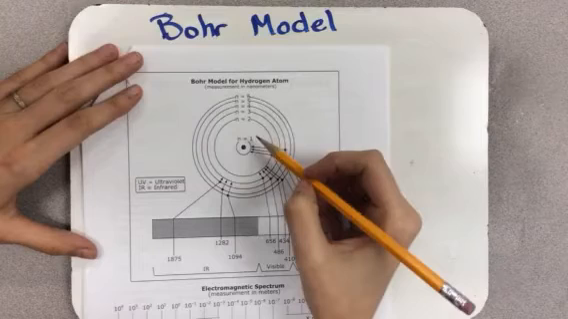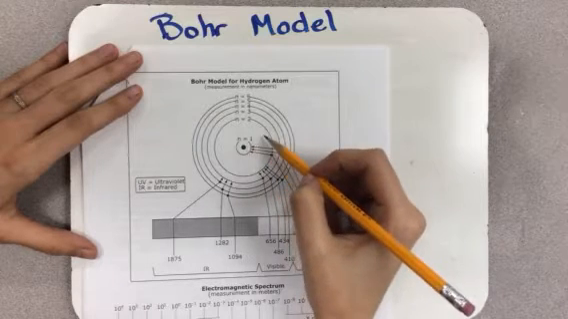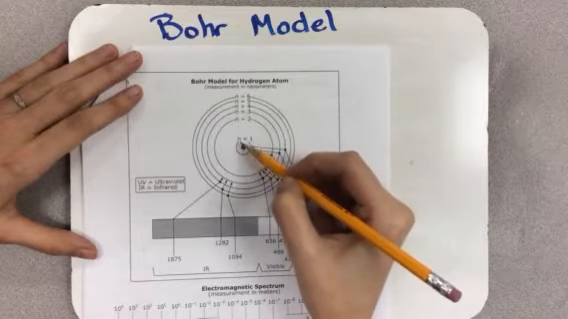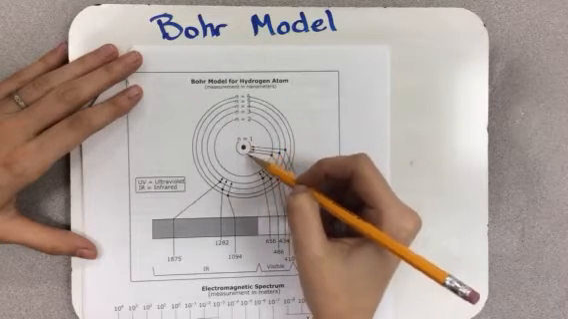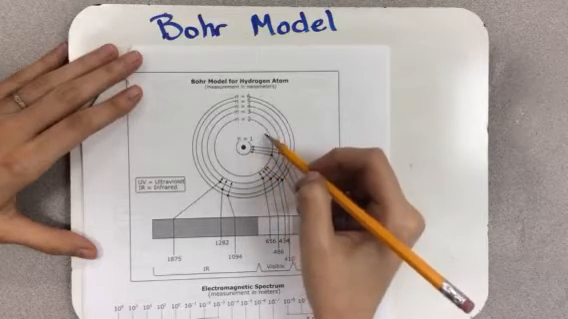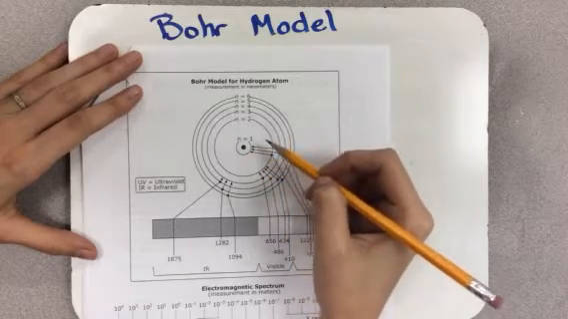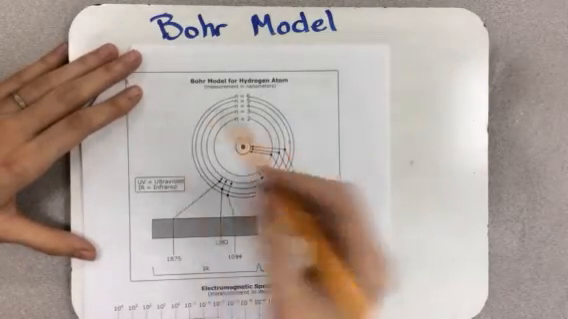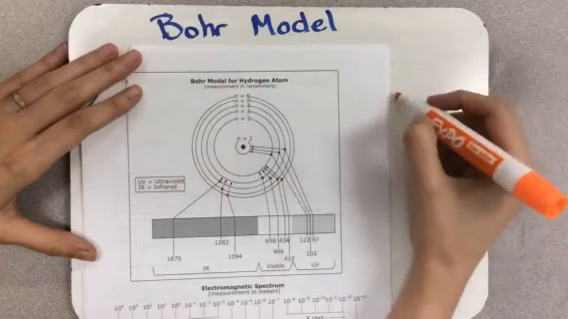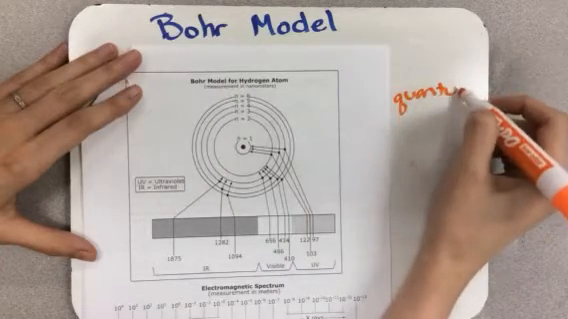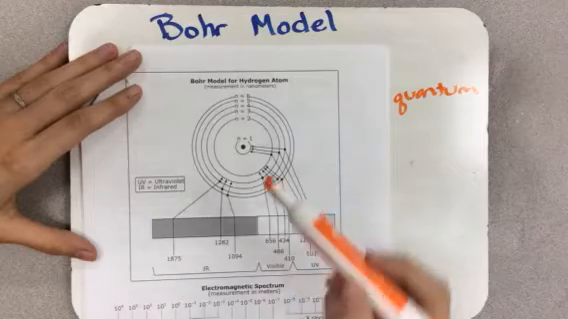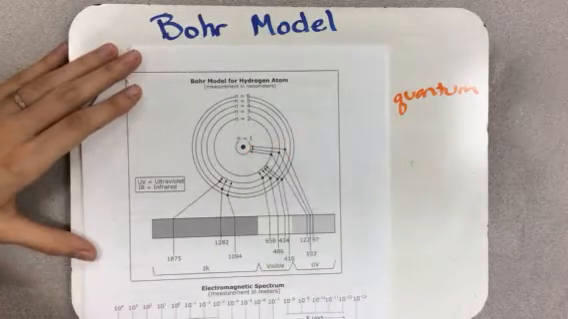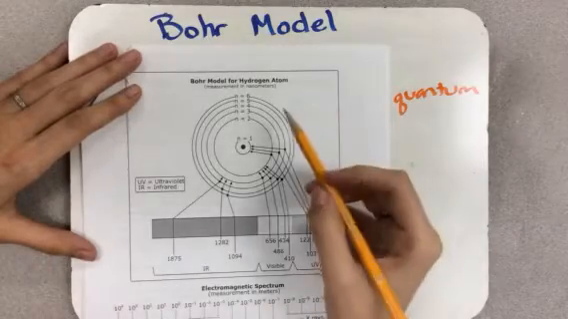Niels Bohr said that an electron can jump orbits. It can jump energy levels. So an electron that's at this ground state, at this n equals 1, this first energy level, can jump to this next energy level if it absorbs enough energy to do so. And that amount of energy is called a quantum. The amount of energy that is required for an electron to go from one energy level to the next. So that electron would absorb that much energy.